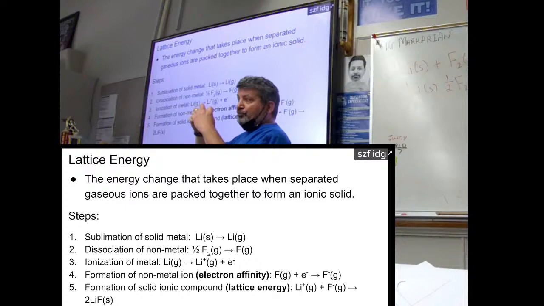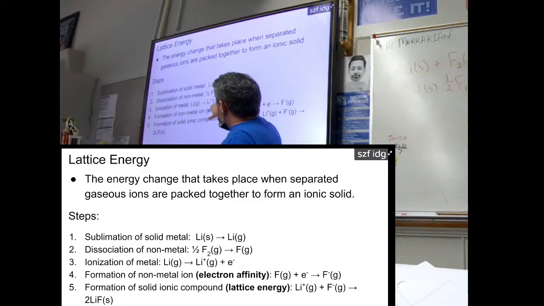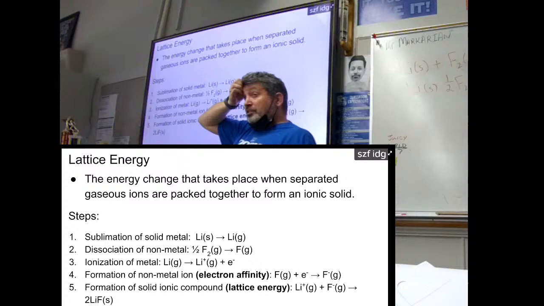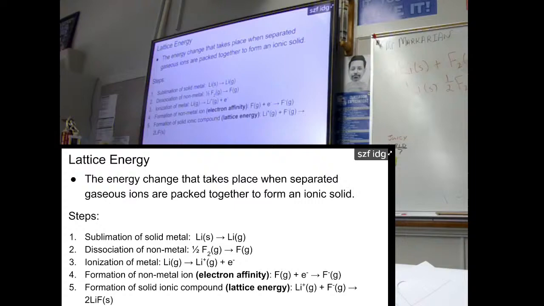So then, lithium, after it becomes a gas, ionizes, which means it loses its one electron in this case. Okay, if it was magnesium, it would lose two electrons. Okay, so whatever it is, it'll lose its valence electrons. So lithium becomes an ion now. Why does it have to become an ion to be in an ionic compound? It's kind of a dumb question. Yeah, it's an ionic compound, and they got to have a positive and negative to stick together.